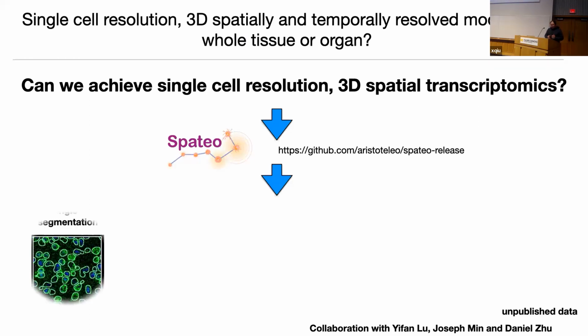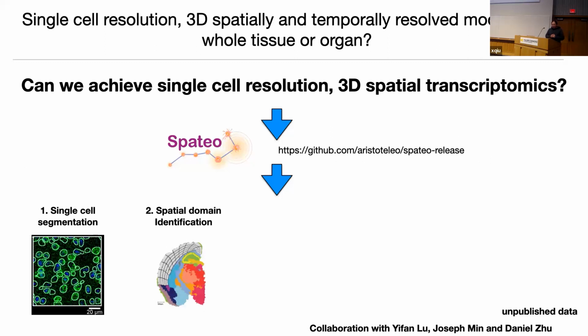And Spatio has a lot of functionalities. Like we can use it to perform single cell segmentation. We can use it to identify spatial domains and also perform digitalization. Basically, we can automatically define the spatial layers and columns in a spatial domain.